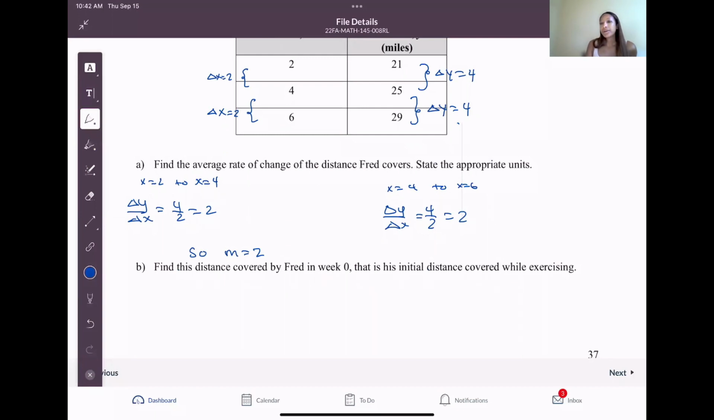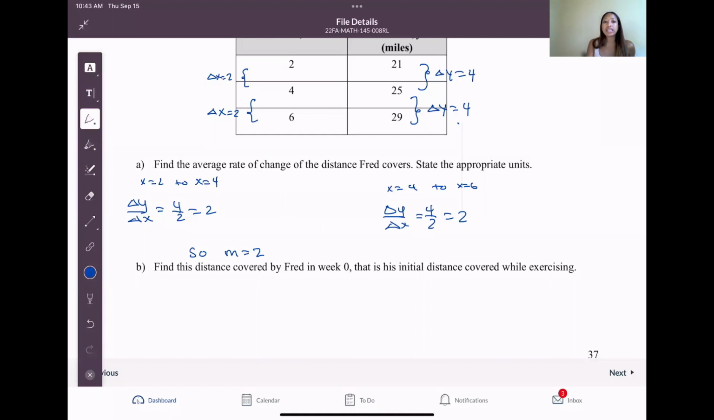All right, and then that brings us to the second part. In this table, we're not given the row for 0, so we're not given the y-intercept. We have to do a little bit of work to figure it out. You can either use the table and work backwards. We see that every 2 weeks, the number of miles is increasing by 4. So if we go back 2 weeks, it should decrease by 4. So if at week 2 we were at 21 miles, if we go back 2 weeks, we should be at 17 miles.